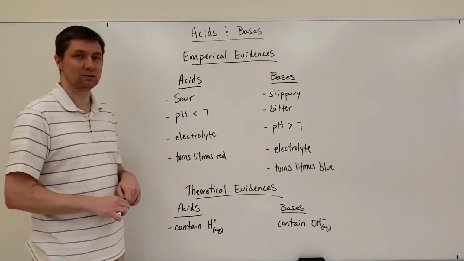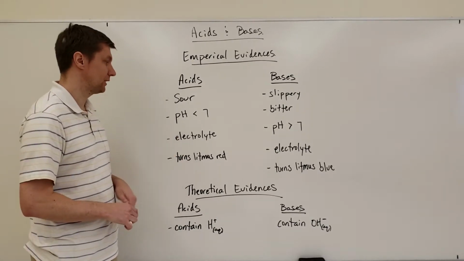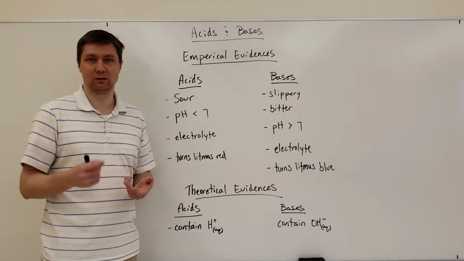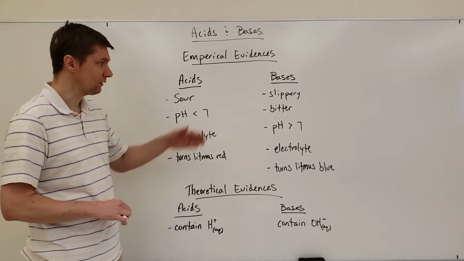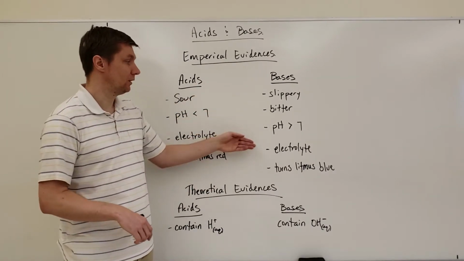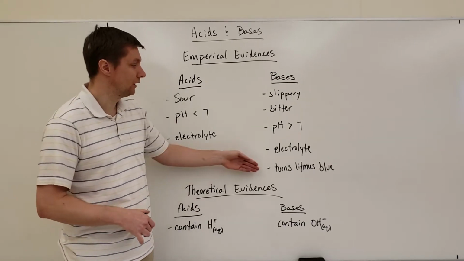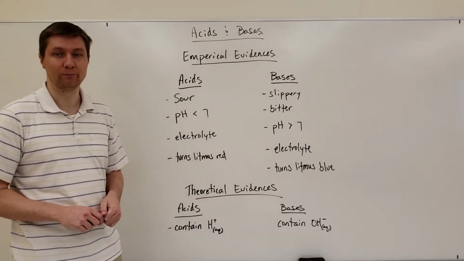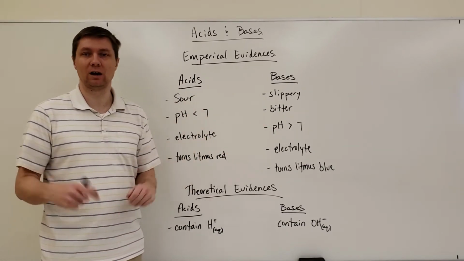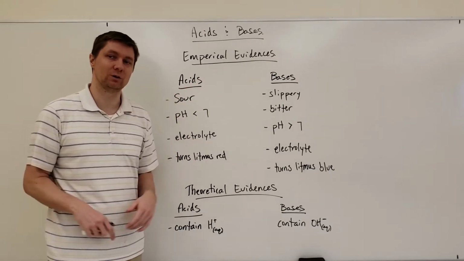We know that acids contain ions in solution because they'll conduct electricity, so that's why we call them an electrolyte. And then we know that if we do a litmus test on acids, that it'll turn the litmus paper red. For bases, they're slippery, bitter, pH is greater than 7. Again, they are electrolytes. They do have ions in solution, and then they turn litmus paper blue. So these are all evidences that we can observe, see, touch, smell, or whatever with our five senses, and we can classify acids and bases that way.